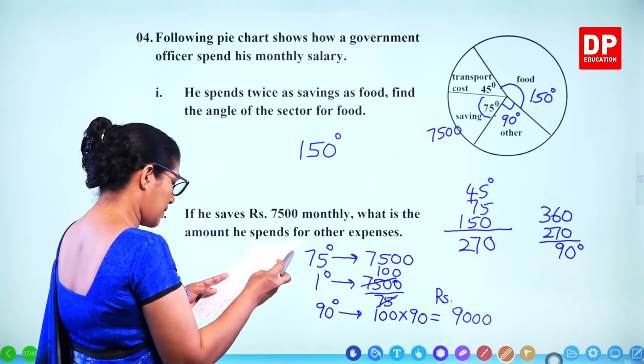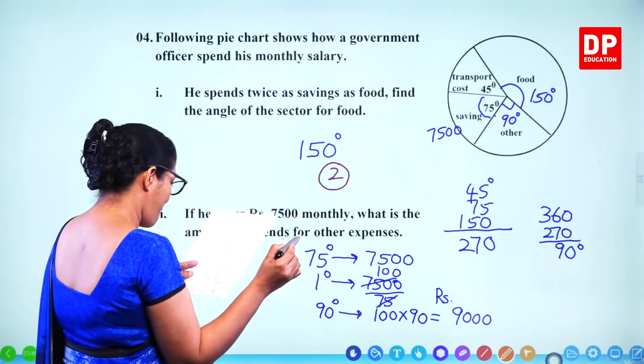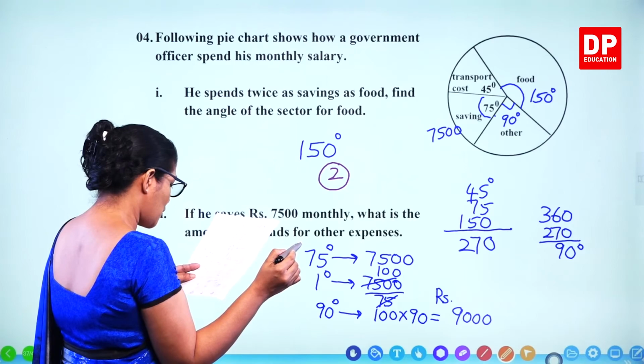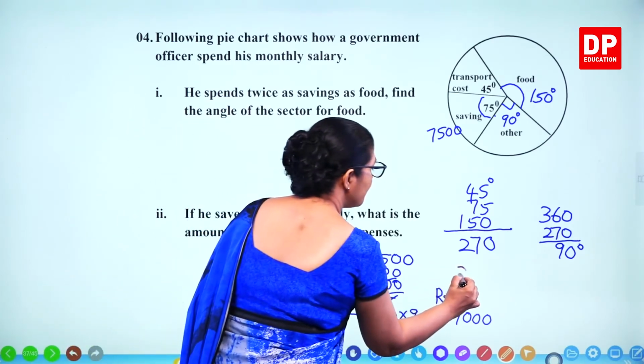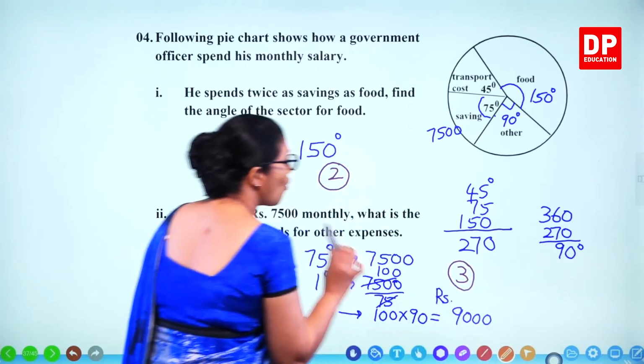So how many marks? 2 marks for 150 degrees, and 3 marks for finding this value. So 5 marks we have already given.